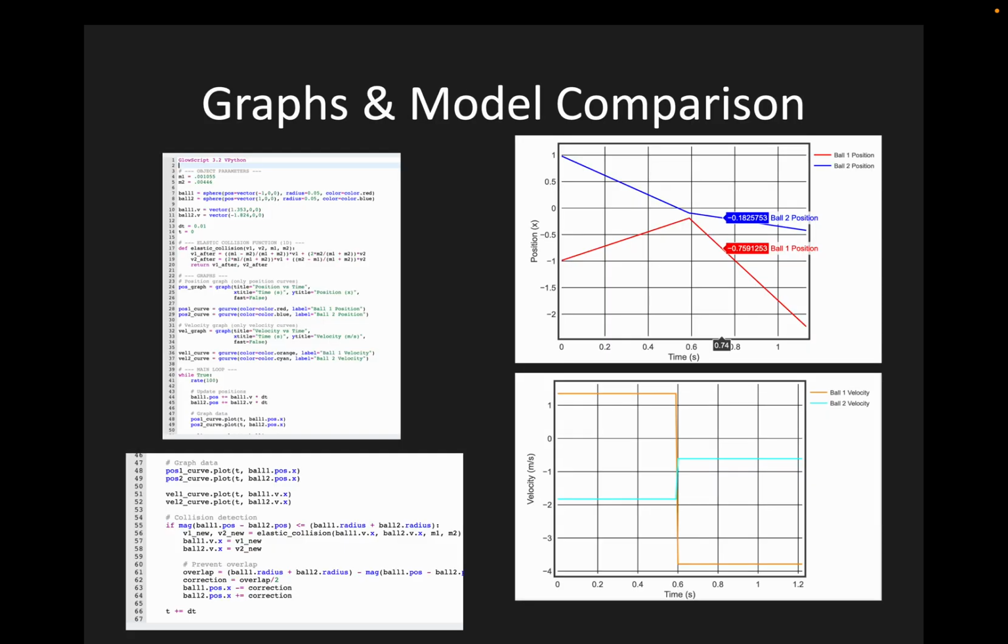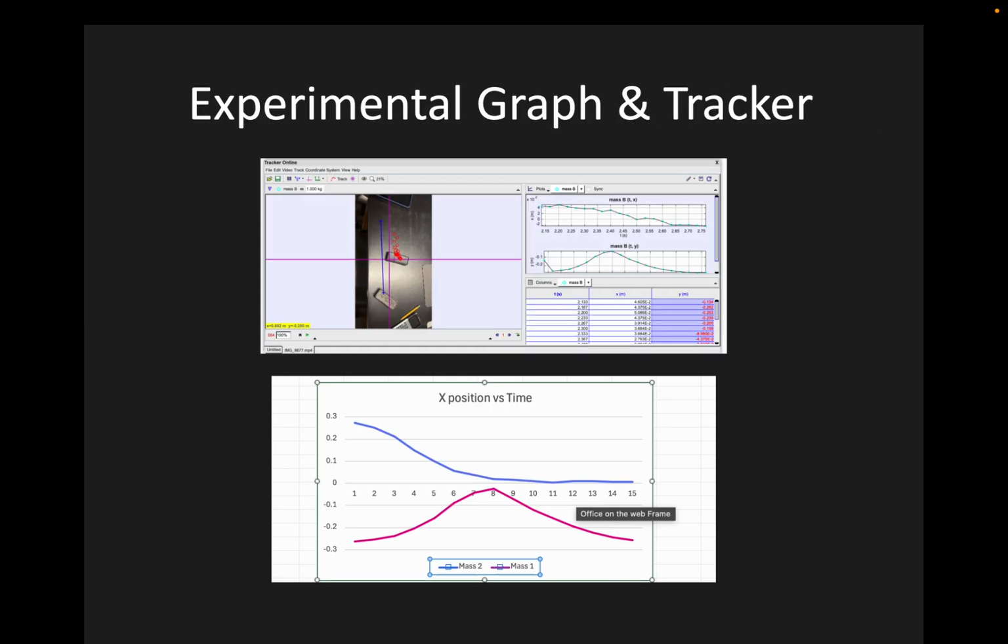And I'll go back to it. It shows clearly that there was friction involved with the table that I didn't account for.